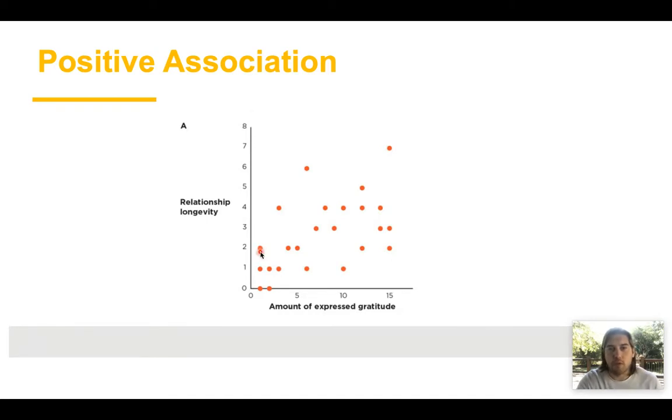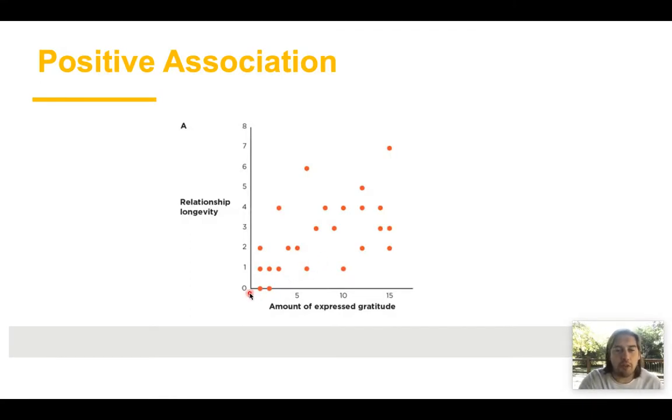So we have what we call a positive association or a positive correlation between expressed gratitude and relationship longevity. Now, the data aren't perfect, right? There's some sort of messiness, right? There's variability in this relationship because the points are sort of spread. It's like buckshot out of a shotgun, right? There's some messiness to it. It's a little bit all over the place. And that's because humans are messy, right? Humans do not perfectly adhere to exact relationships, right?